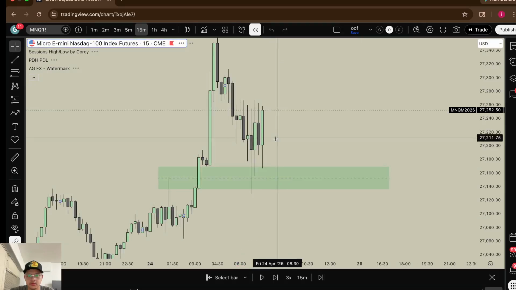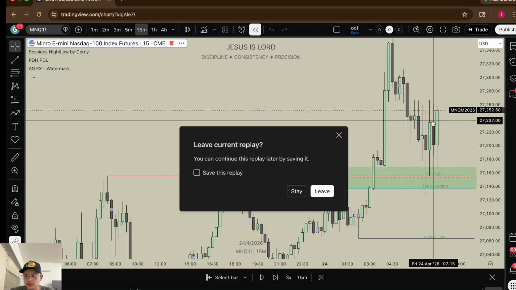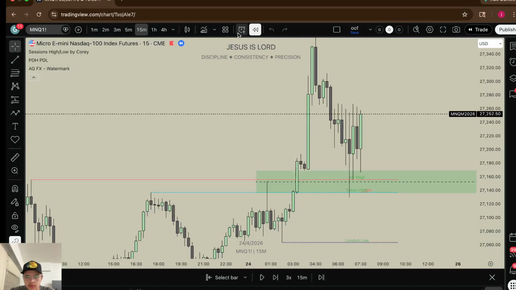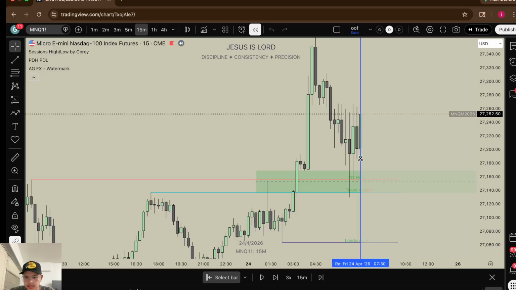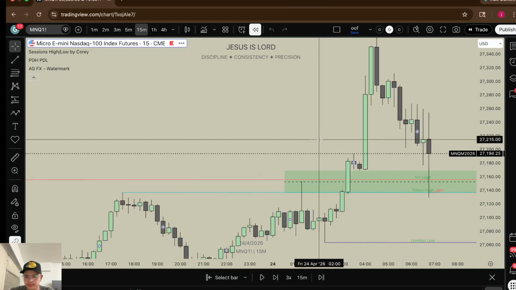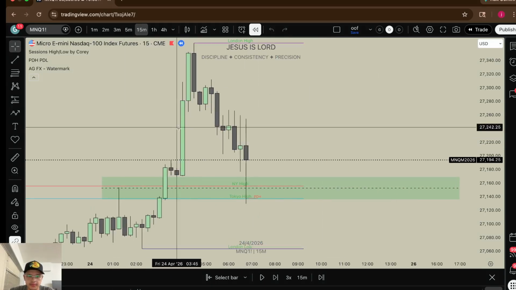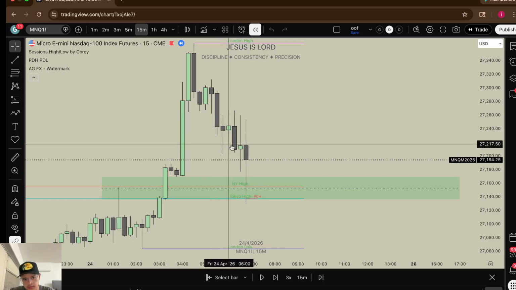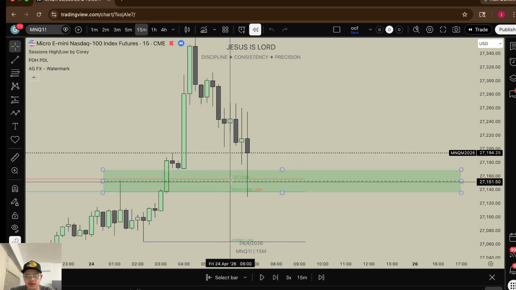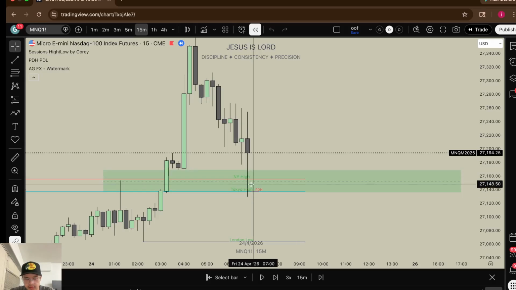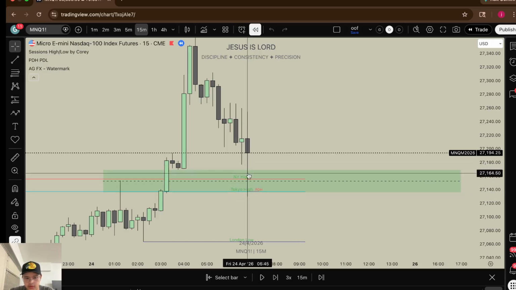Let me replay this. Price tapped into it. What did it do? Tried to refill it. Right? There's a gap here too, but price filled it and didn't really have a strong reaction. But here you can see we're getting some reaction. There's a wick forming in this 15-minute time frame. We're seeing some strong reaction.